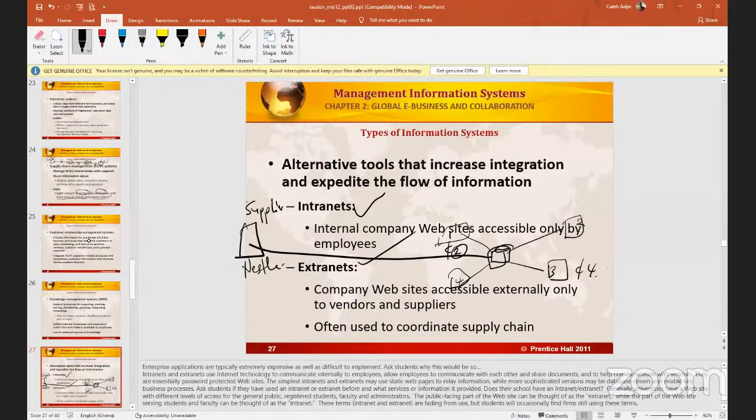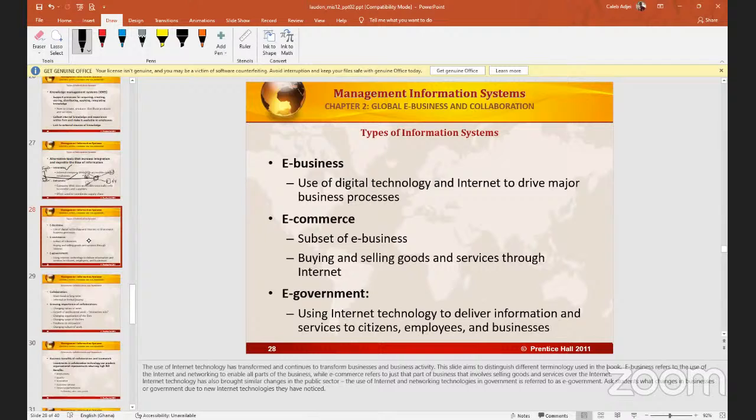Then another type of information system is e-business. What is e-business? The transaction of businesses through the use of the internet, okay, or the use of digital technology and the internet to drive major business processes. That is buying and selling on the internet, okay. We can also talk about e-commerce, and very soon we'll be drawing the difference between e-business and e-commerce, okay. E-commerce can be seen as a subset of e-business, okay. So buying and selling of goods and services through the internet is what we refer to as e-commerce.